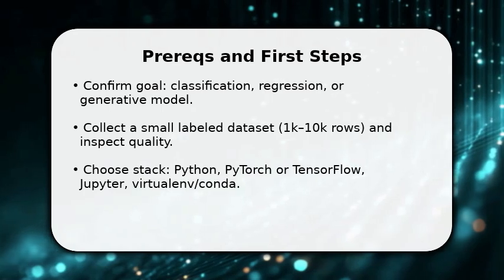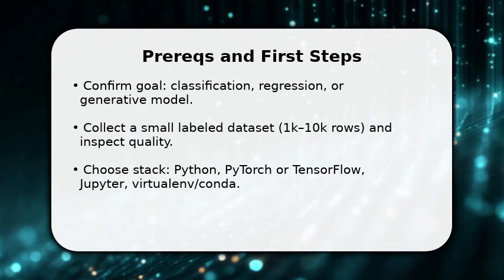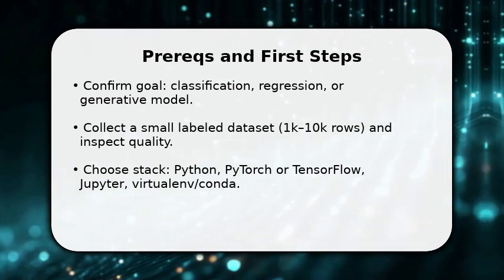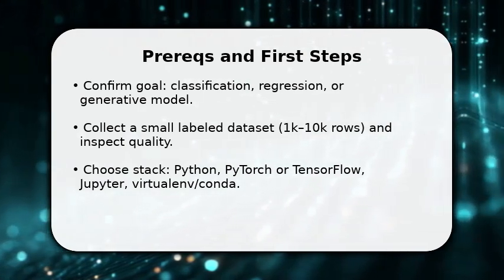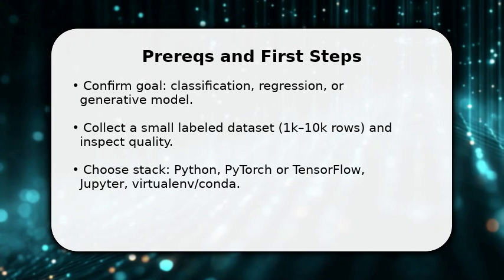You start by defining the task precisely. Classification, regression, or generation, because that choice dictates data and loss. Once done, acquire and inspect a small labeled dataset. Look for missing values, class imbalance, and obvious errors.